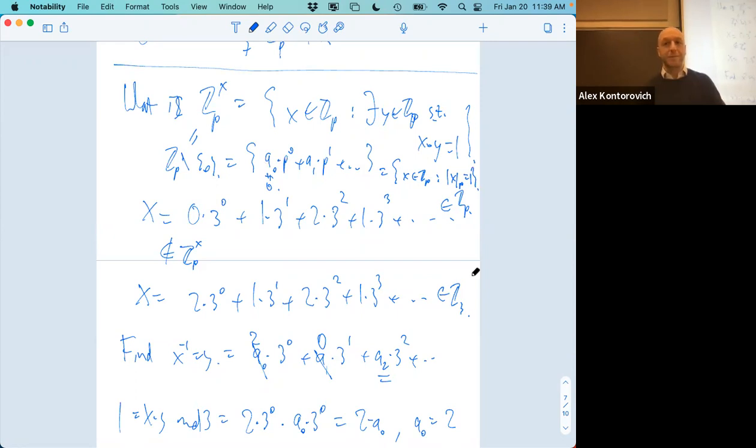Why do you say sphere, as opposed to a ball? A ball is the inside, the sphere is the boundary. So I want the boundary of Zp, so Zp cross is the boundary of Zp. Okay, that's the invertible. Why?